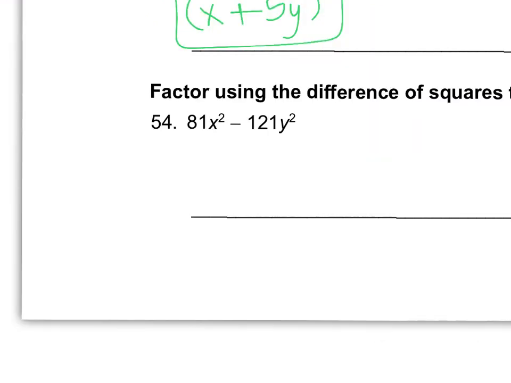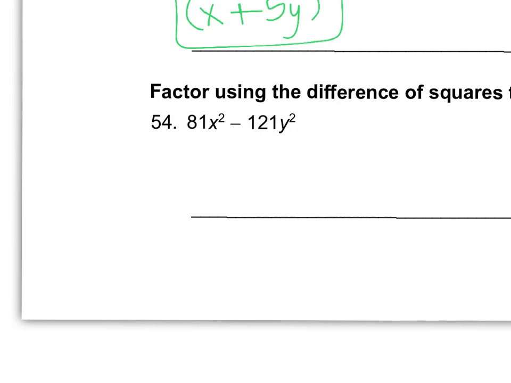54 is a difference of squares. So how do we know it is a difference of squares? We have two terms with a minus in the middle, and our first term is a perfect square, which it is. It's a 9x, and our second term is also a perfect square, which is an 11y.